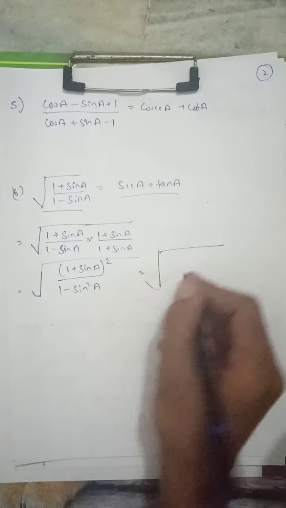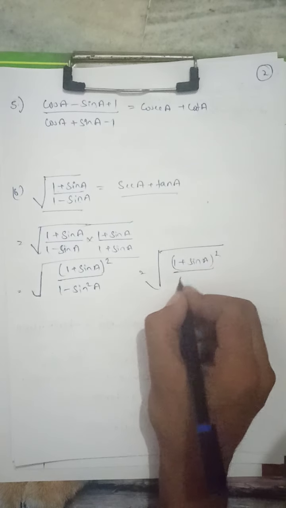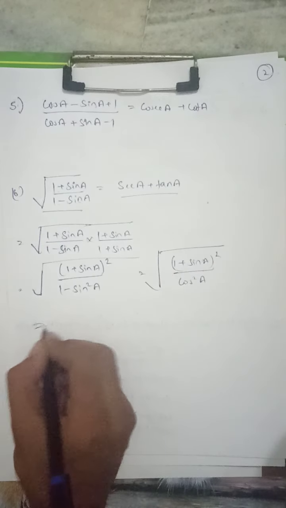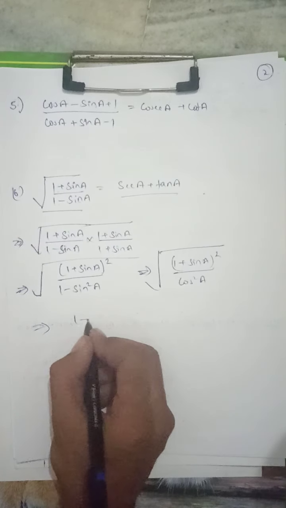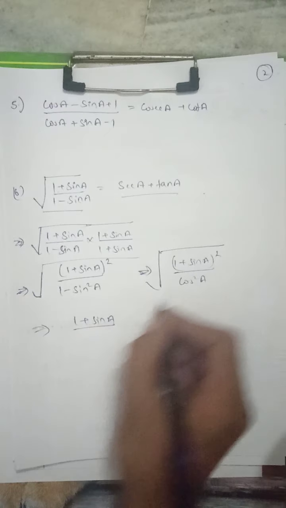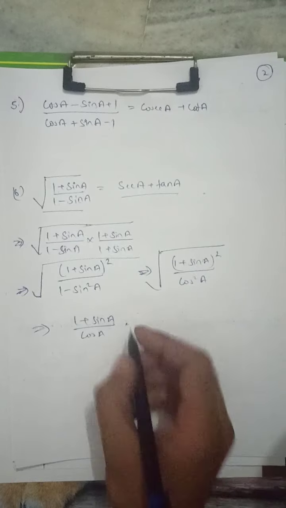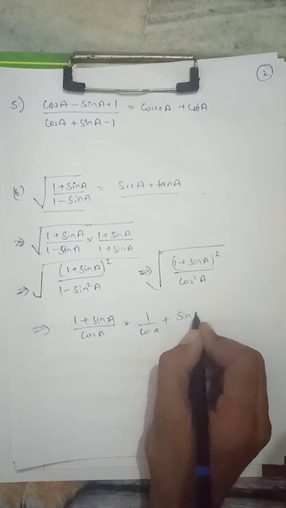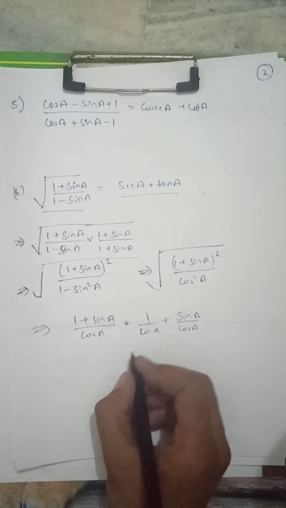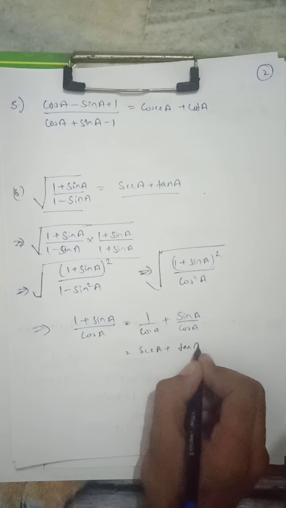Can you tell me what is 1 minus sin square A? It is cos square A. So we have 1 plus sin A whole square upon cos square A. Now can you remove the root sign? 1 plus sin A whole square will be 1 plus sin A, and cos square A will be cos A. But the answer was something different. What we will do? 1 upon cos A plus sin A upon cos A, writing independently. 1 upon cos A is secant A, and sin A upon cos A is tan A. So this is how you are going to do this question.